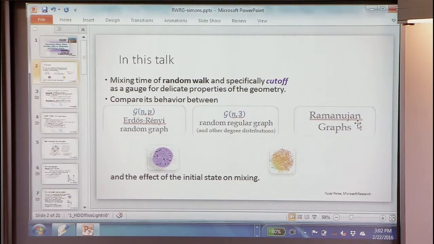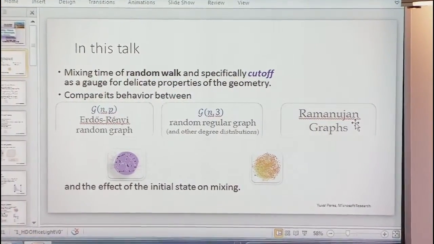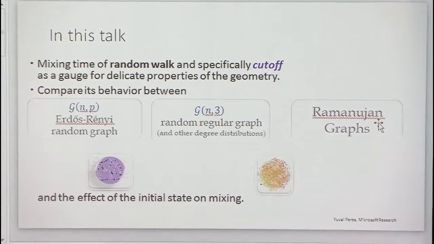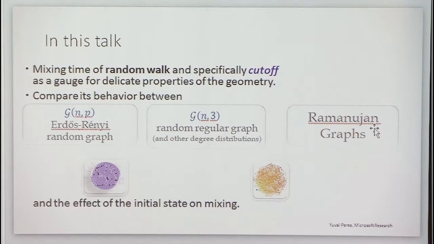Okay, so we'll compare. The main emphasis will be on expander graphs. So the best expanders will be Ramanujan graphs, I'll emphasize. Then there are random regular graphs, which are almost as expanding as these Ramanujan graphs, and we'll also compare with the most classical random graph model, the Erdős-Rényi random graph, and see how random walks behave in all settings. This one will be connected to the previous talk because there we will see the effect of the initial state on mixing.